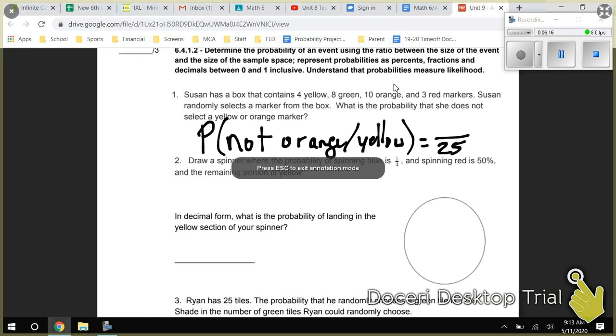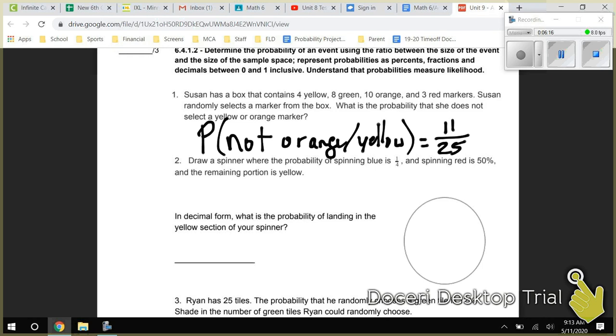All right, now we don't want orange, we don't want yellow. So that's yellow. That's green. Green and red makes 11. And orange and yellow. So we have 11 that are not orange or yellow, and there's 25 total. So the probability is 11 out of 25.